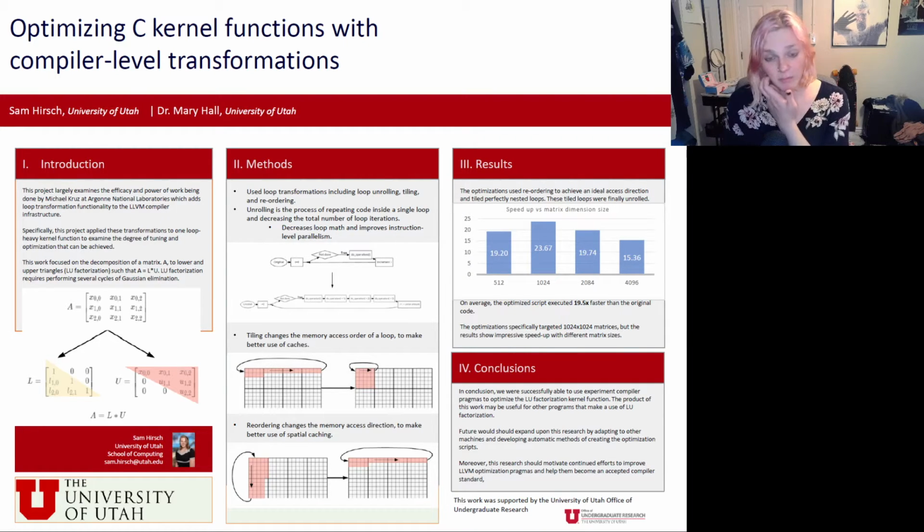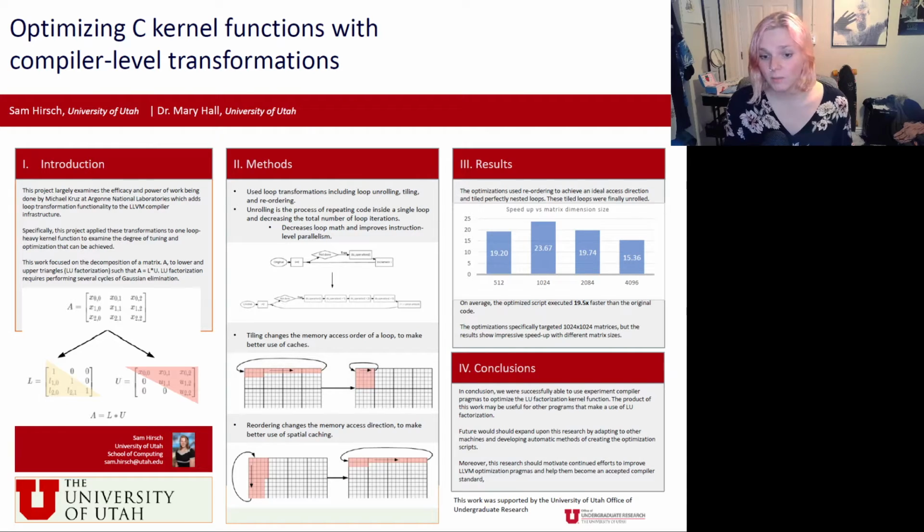So our results from applying these three transformations showed an impressive level of speed up. Our optimization script focused on 1024 by 1024 size matrices. And if you look at the graph in my results section, you can see that for those matrices, our optimized script was able to execute the LU factorization 23.67 times faster than the original code, which is a lot of time saved.